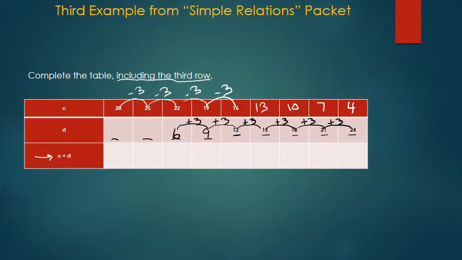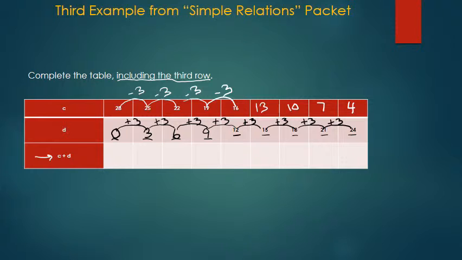6 minus 3 is 3. So again, 3 plus 3 is 6. And then I take 3 from 3 and get 0. And to check that, I get 0 plus 3 is 3. So I now know that the D row has been filled in correctly.